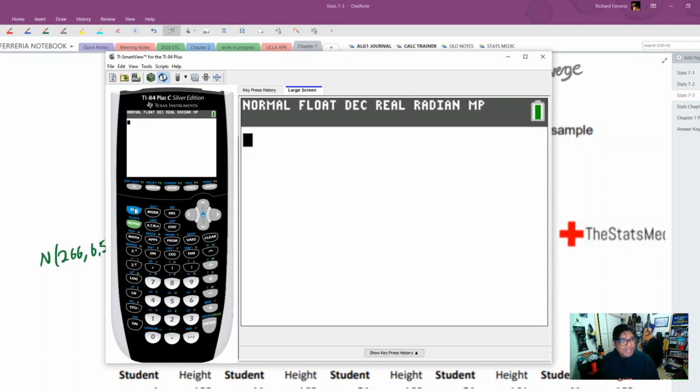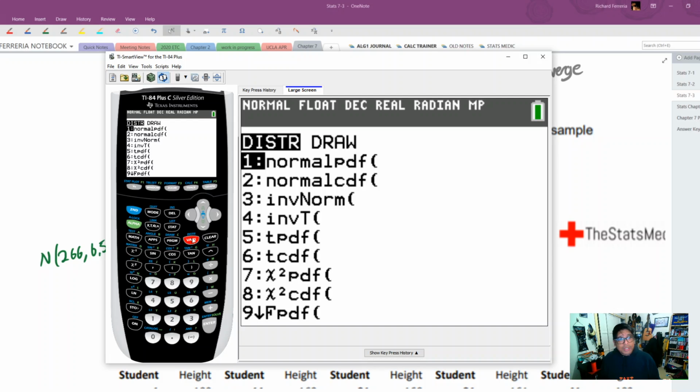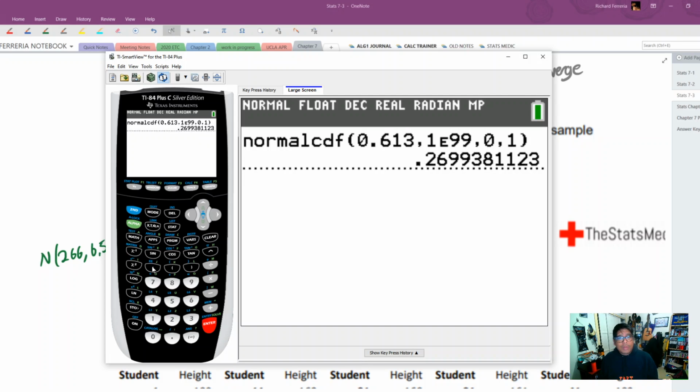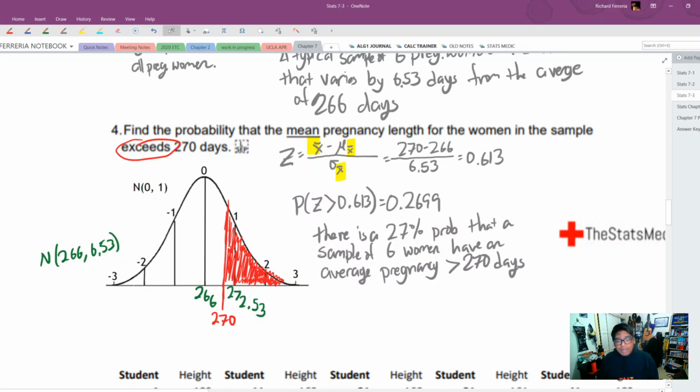Actually, let's go ahead and do this on the calculator. We're going to go to second distribution, normal CDF, 0.613 to as big a number as my calculator has, which is 1EE99. We're talking about a z-score, so 0 and 1 for the mean and standard deviation. Paste it, and we get 0.2699. So there is a 27% probability that a sample of 6 women has an average pregnancy greater than 270 days.